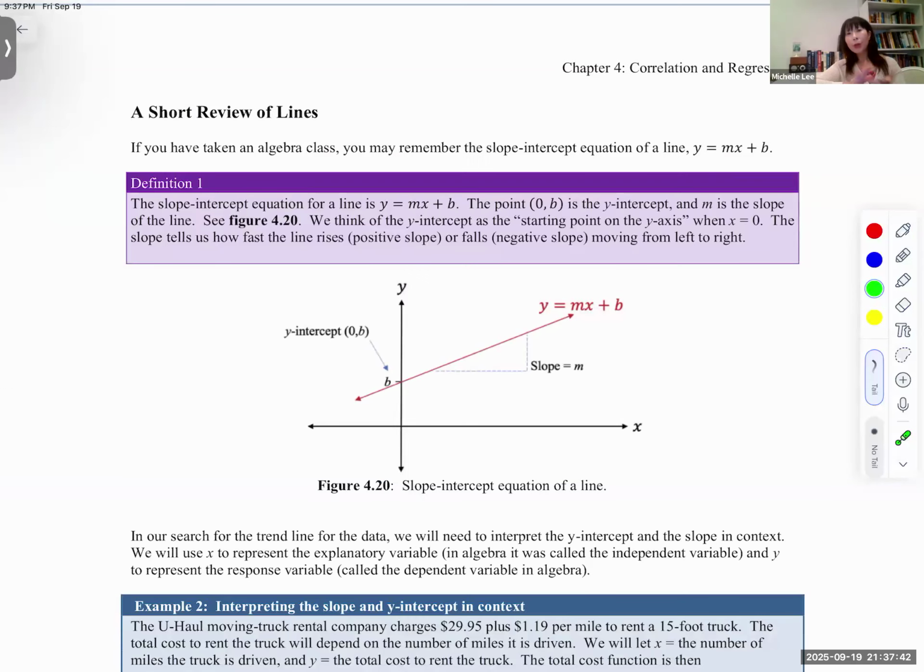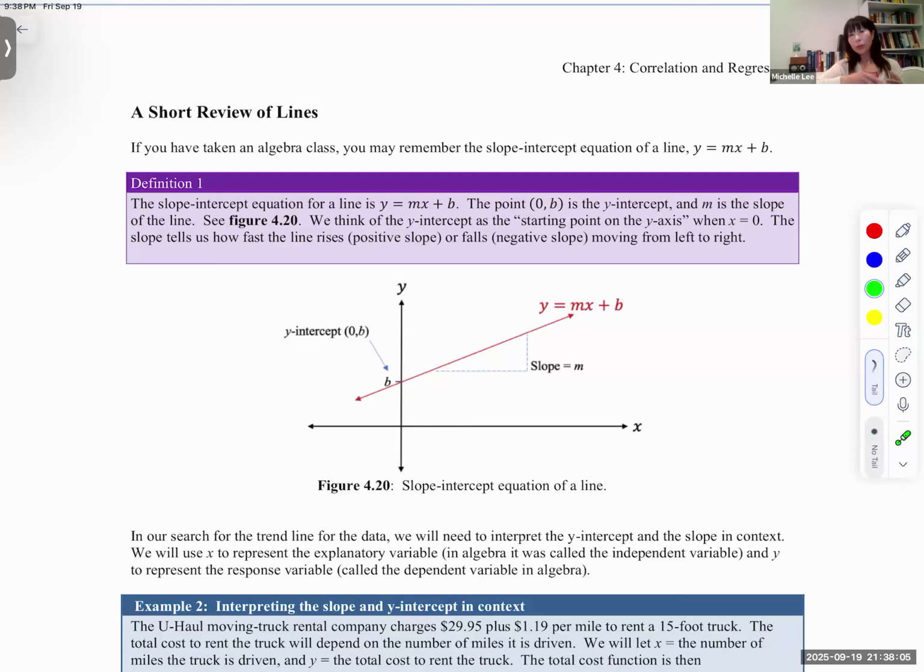Now let's review the line. We talked about the straight line earlier, right? The least squares regression line is a straight line. We want to make a best fit among the scatter plot, right? So how do you make a best fit?